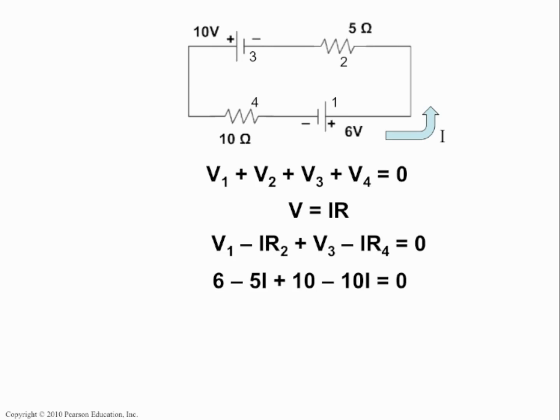So 6 minus 5i plus 10 minus 10i equals 0. Negative 15i equals negative 16. And I equals 1.1 amps. And since that's positive, we know that our original guess for the direction of I was correct.